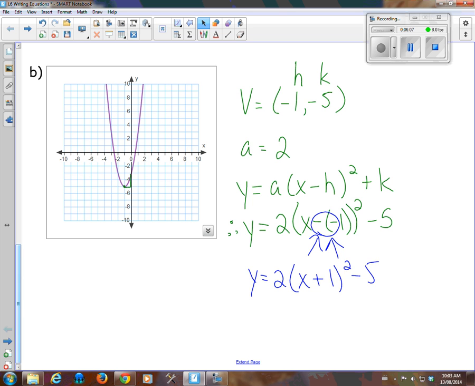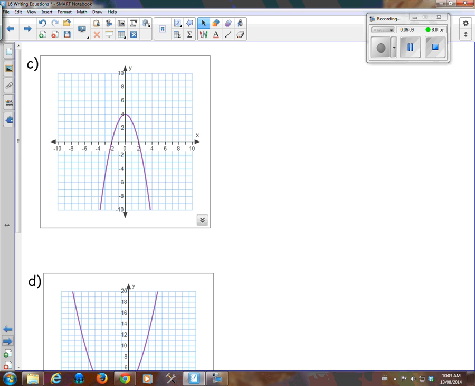So far, so good. 2 more quick examples, and then you're going to try some on your own. So first step, boom, vertex. So in this case, I've gone over 0 and up 4. So my vertex is (0, 4).